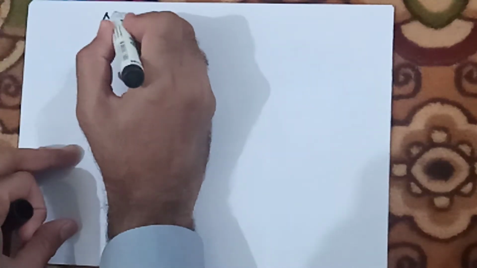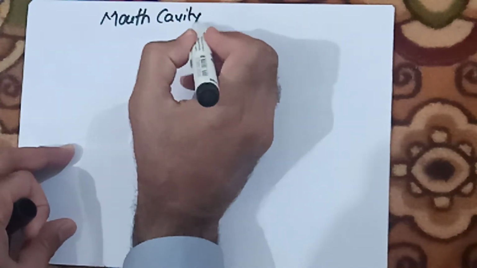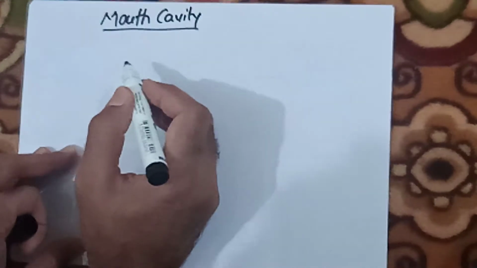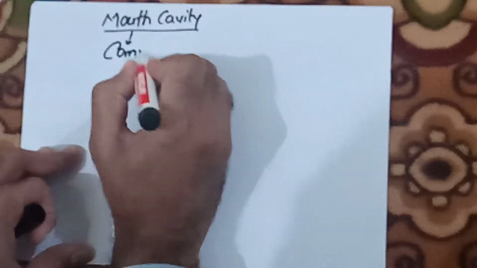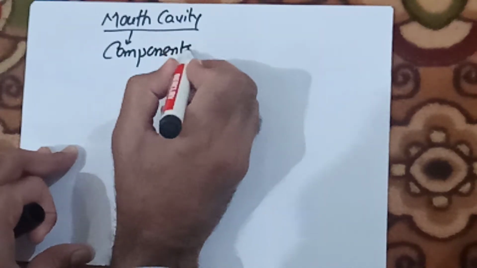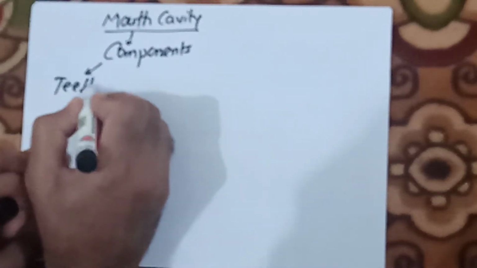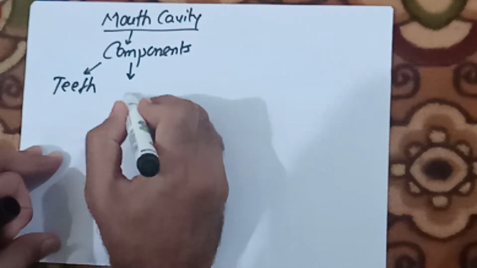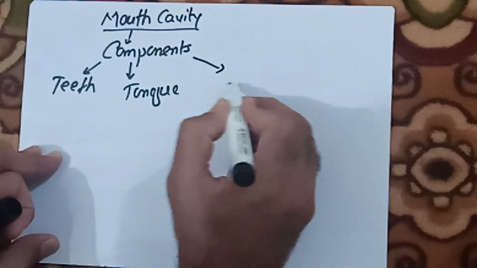In this video, we will discuss the first part of the human alimentary canal, which is the mouth cavity. Now, if we talk about the mouth cavity, its components are teeth, tongue, and we can say the salivary glands.